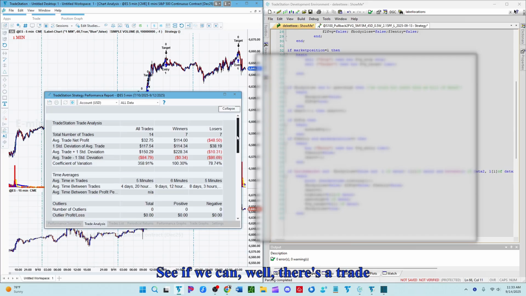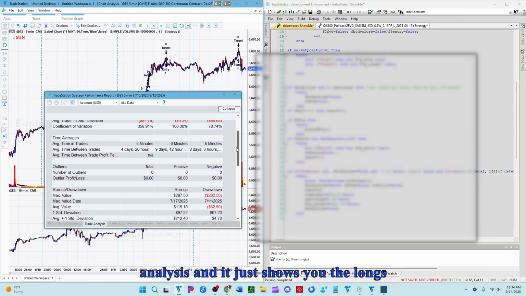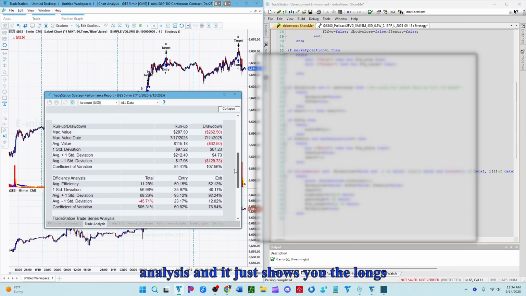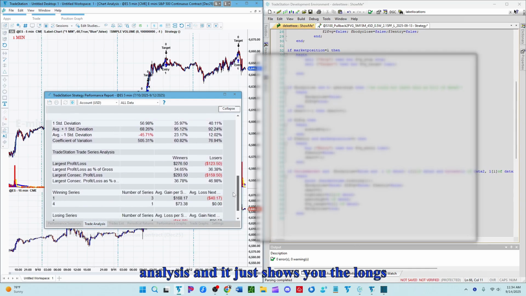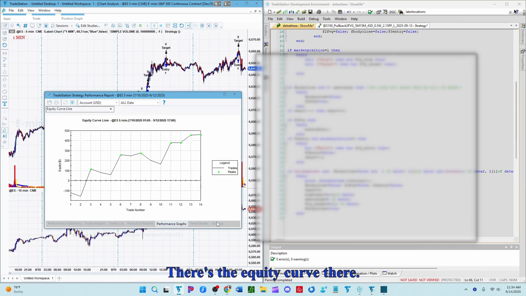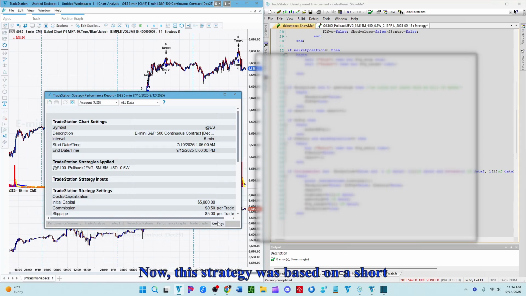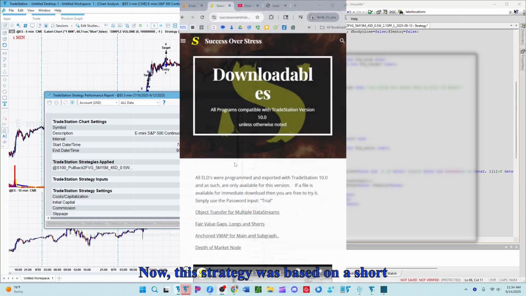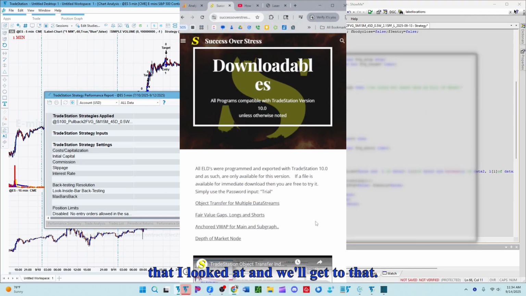There's a trade analysis and it just shows you the longs and the shorts and gives you a comparison breakdown of the two. There's the equity curve there. Now this strategy was based on a short that I looked at, and we'll get to that.